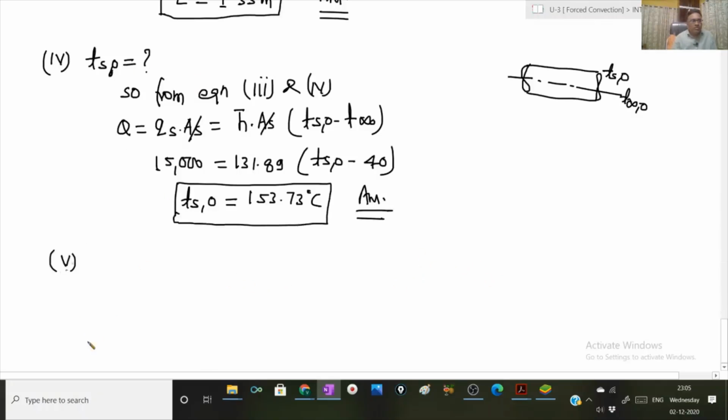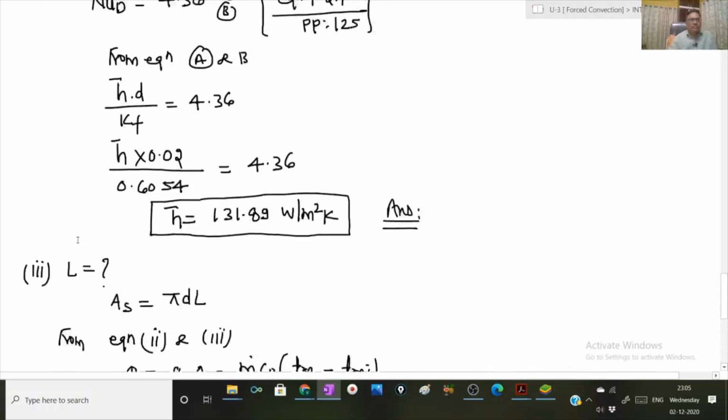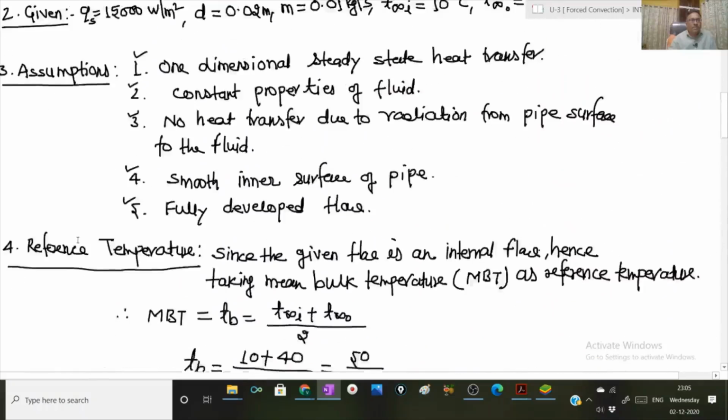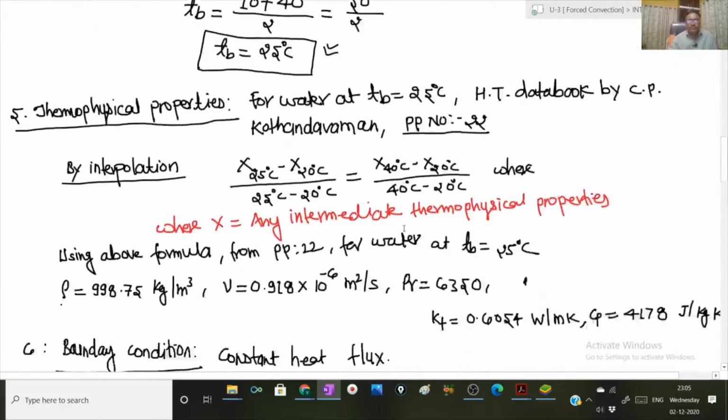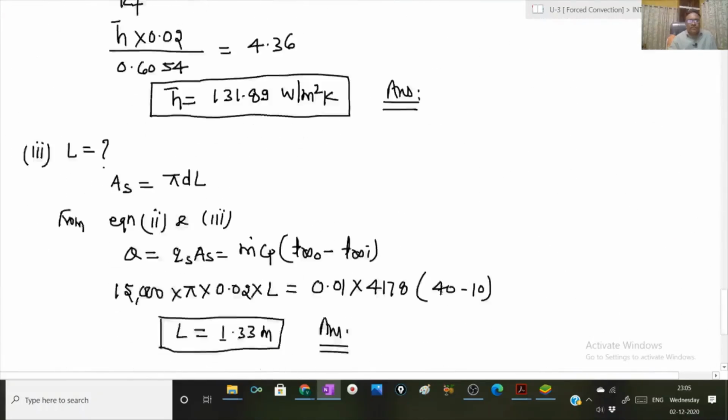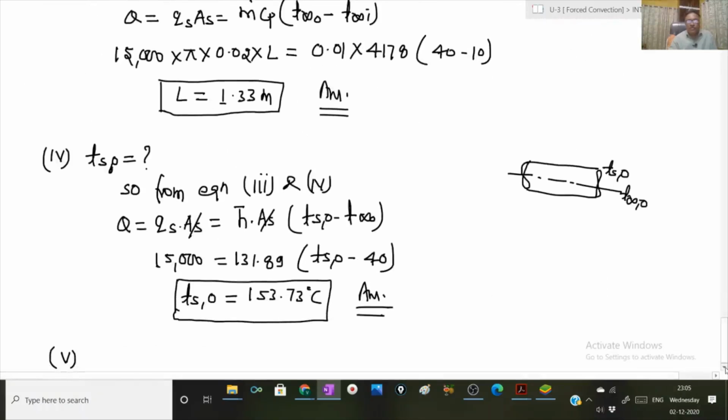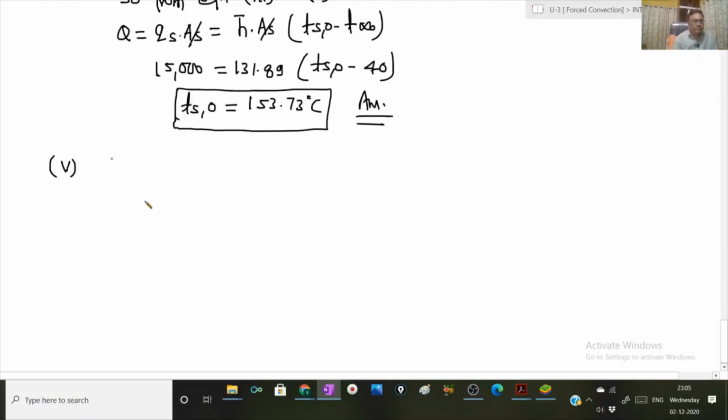Then point number 5, friction factor. Friction factor is represented by small f. So once again I will be referring to the data book, initially page number 124.